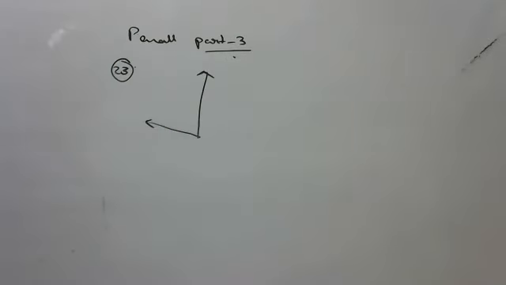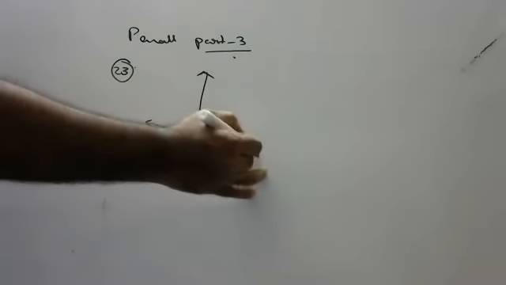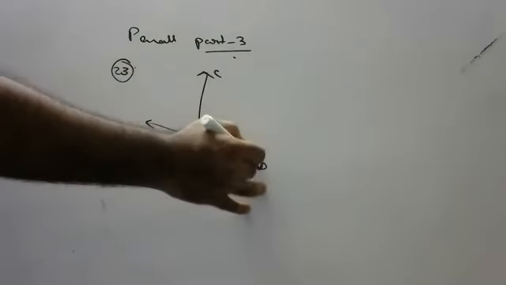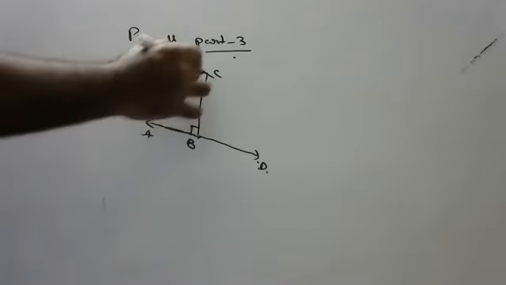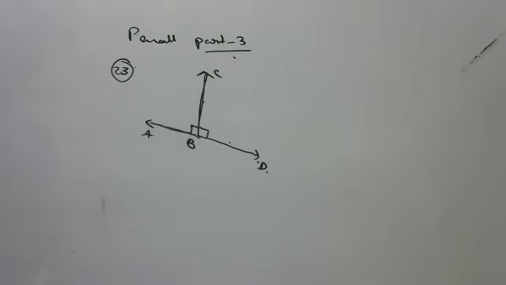Prove that if the two arms of an angle are perpendicular to two arms of another angle, see children, A, B, C, D. He's saying this is perpendicular to this and this is the same. Okay, children, try to understand. Prove that if two arms of an angle are perpendicular to the two arms of another angle, then the angles are either equal or supplementary.